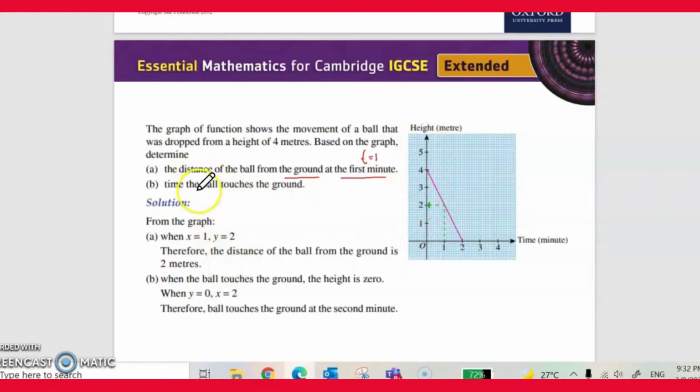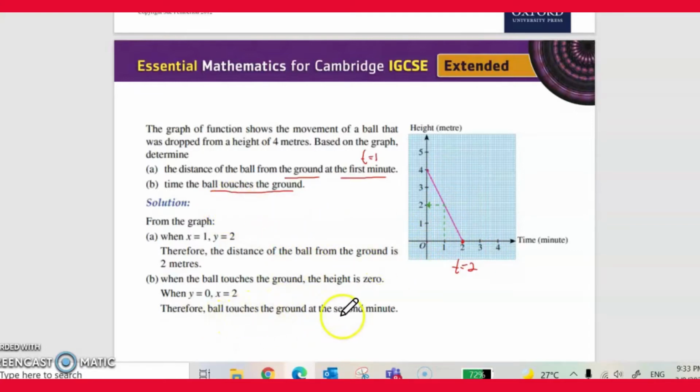Okay, determine the time the ball touches the ground. So when the ball touches the ground, what happens to the height? Height will be equal to 0 sebab dia dah sampai pada tanah kan. So y equal to 0 here. So when y equal to 0, what happened to the value of t? When y equal to 0, the value of t is equal to 2. So it means that it takes 2 minutes for the ball to touch the ground.